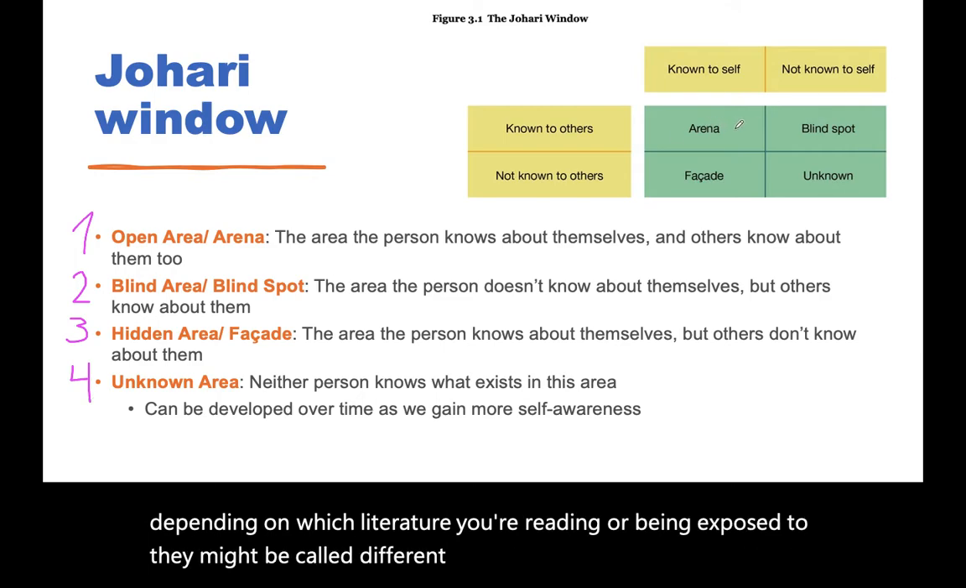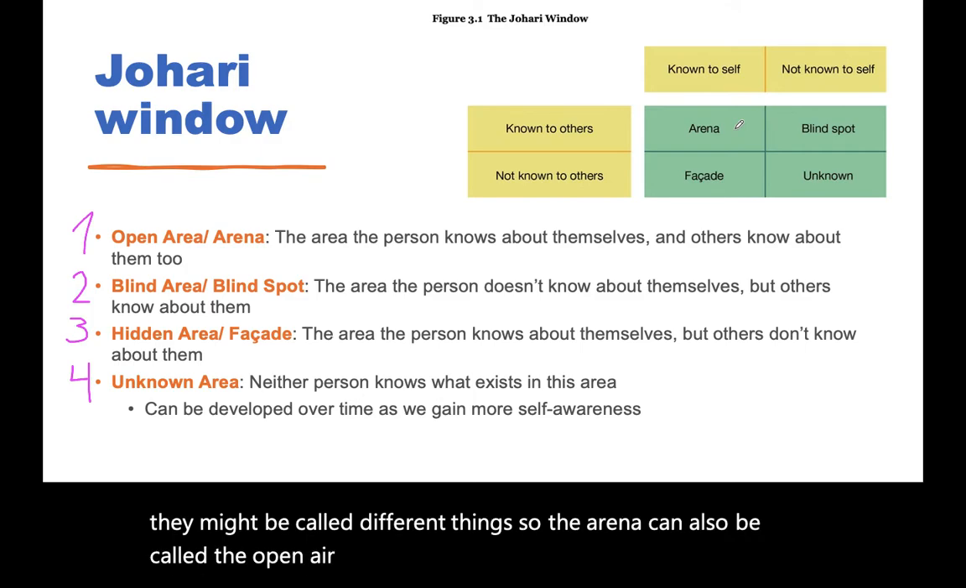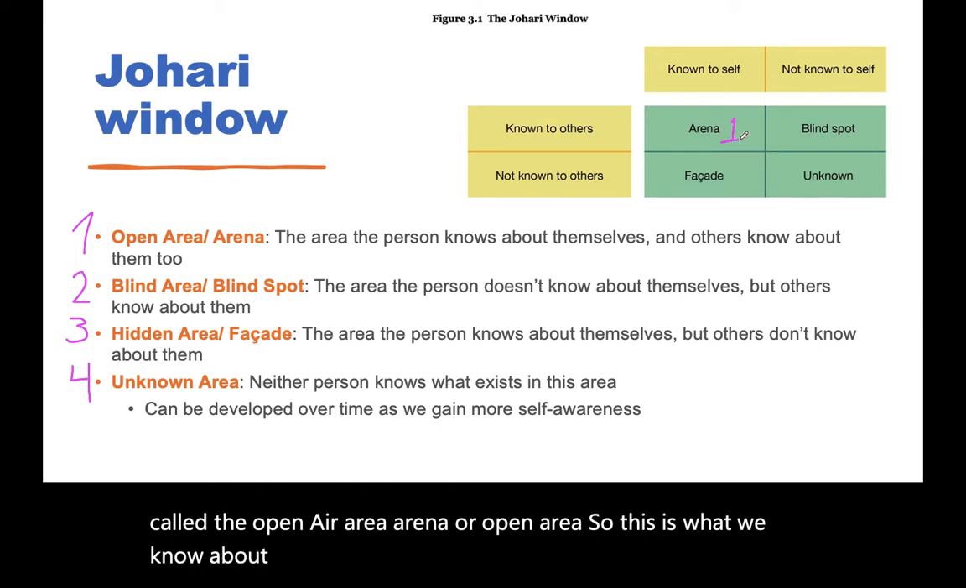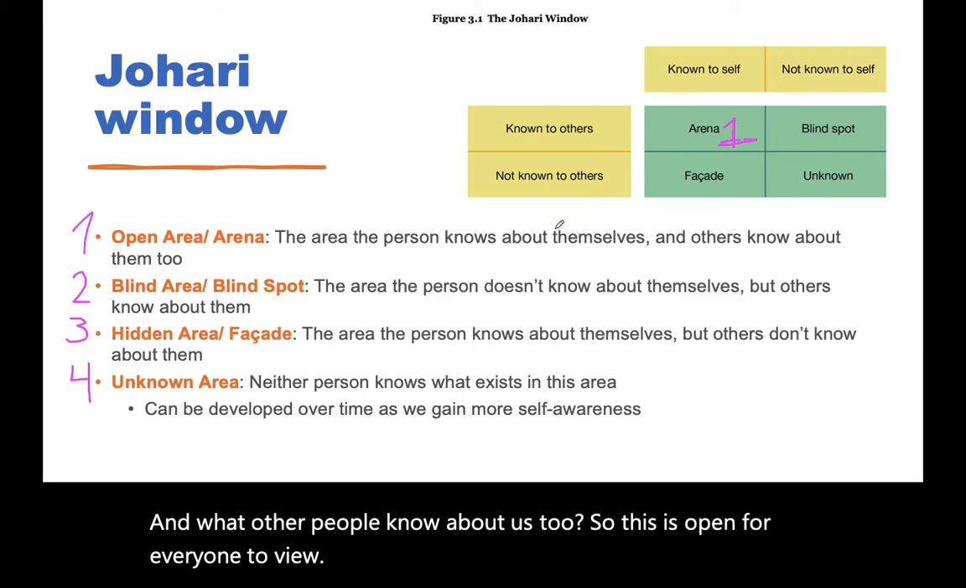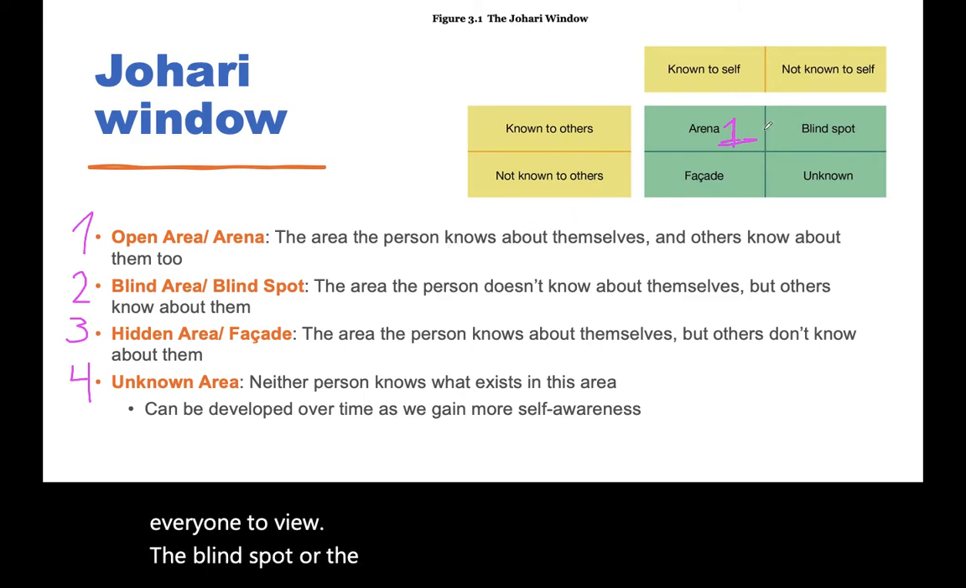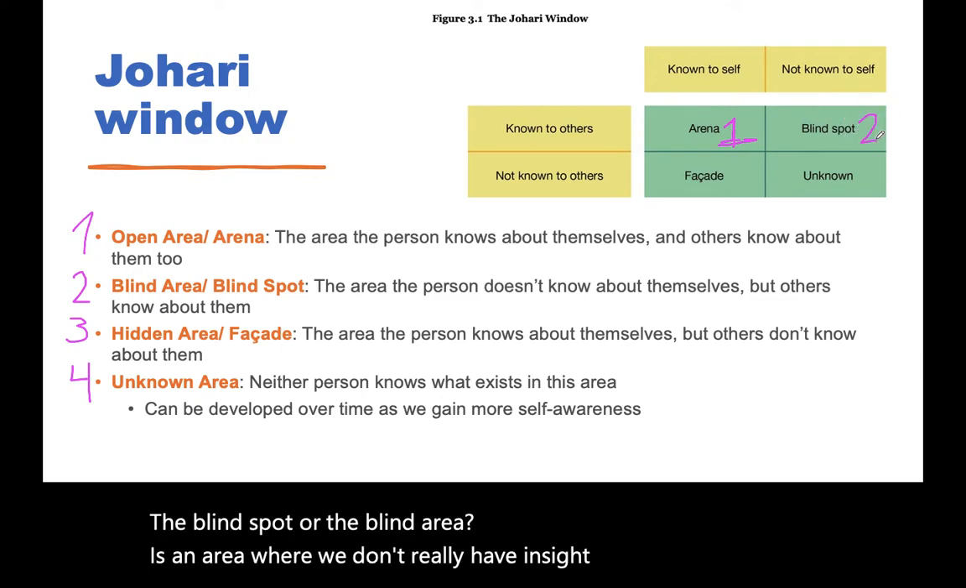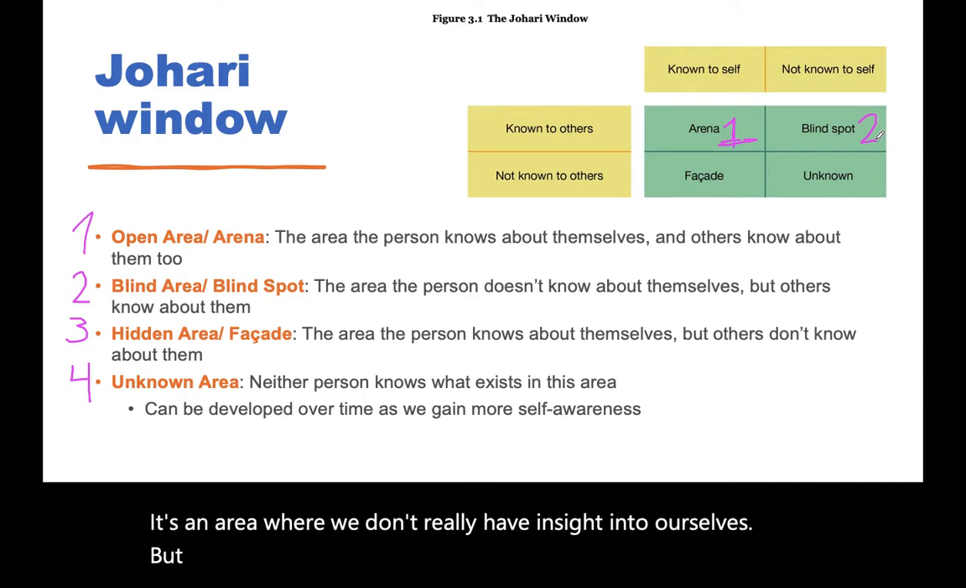So the arena can also be called the open area. This is what we know about ourselves and what other people know about us too. So this is open for everyone to view. The blind spot, or the blind area, is an area where we don't really have insight into ourselves, but people know this about us.